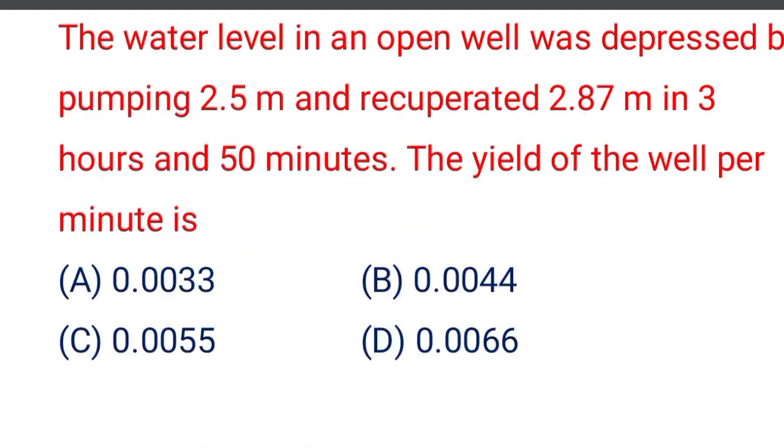Next question, the water level in the open well was depressed by pumping 2.5 meter and recuperated 2.87 meter in 3 hours and 50 minutes. The yield of the well per minute is option A 0.0033, option B 0.0044, option C 0.0055, option D 0.0066. The correct answer is option C 0.0055.